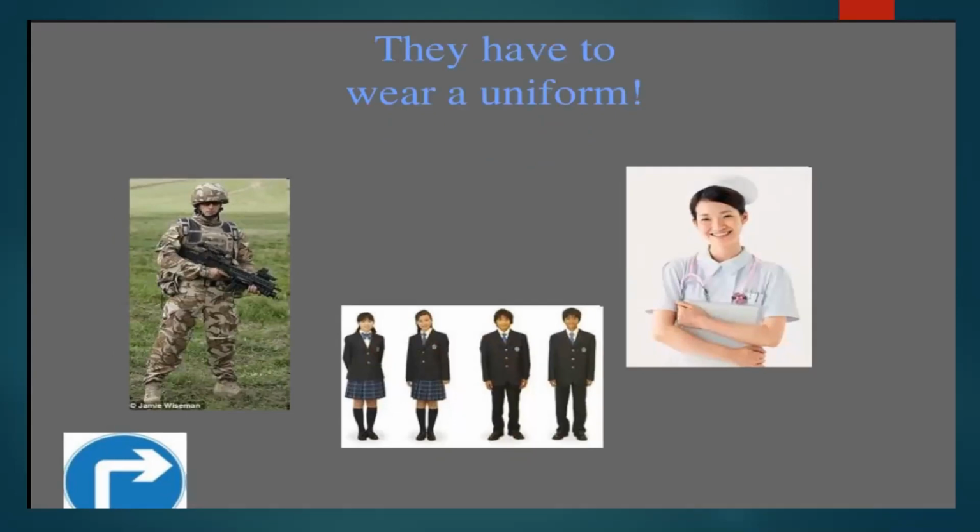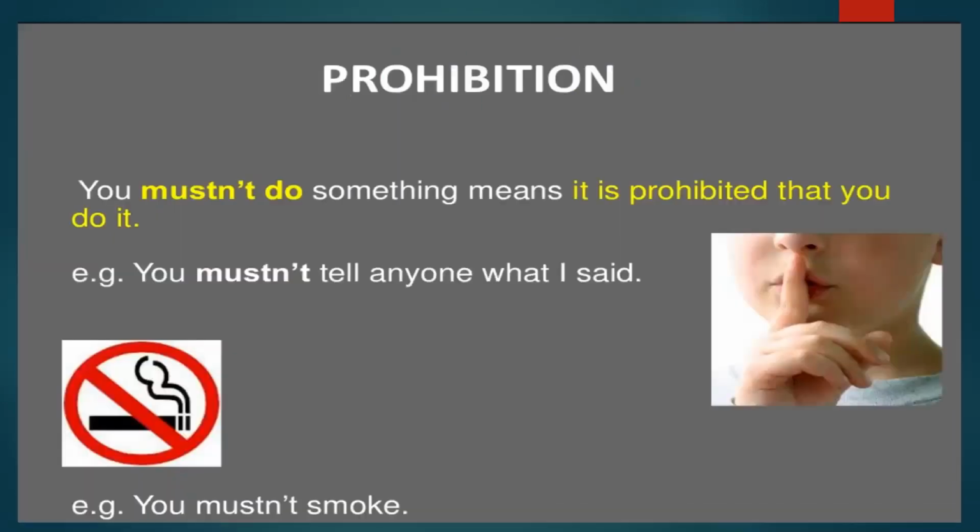Fine. Next one, prohibition. What is prohibition? Something that is stopping you from doing that thing. You mustn't do that thing. So you mustn't do something means it is prohibited that you do it. Here you can say, for example, you mustn't tell anyone what I said. In the second example, you mustn't smoke. If you smoke, your lungs are damaged.